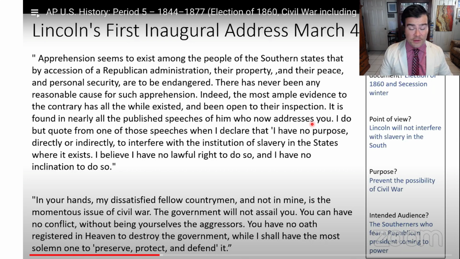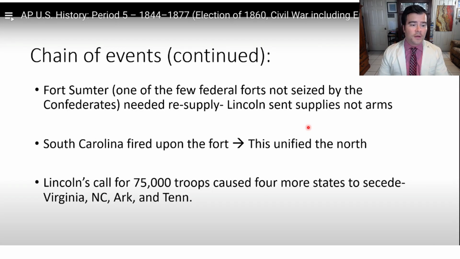Lincoln didn't want the Civil War to happen. He wanted the Union to be maintained, to be saved. And so he said, hey, I'm not going to end slavery, guys. You can keep your slavery. And he was trying to tell the southern states, the people who were worried about him ending slavery, he was trying to reassure them that everything was going to stay the same.